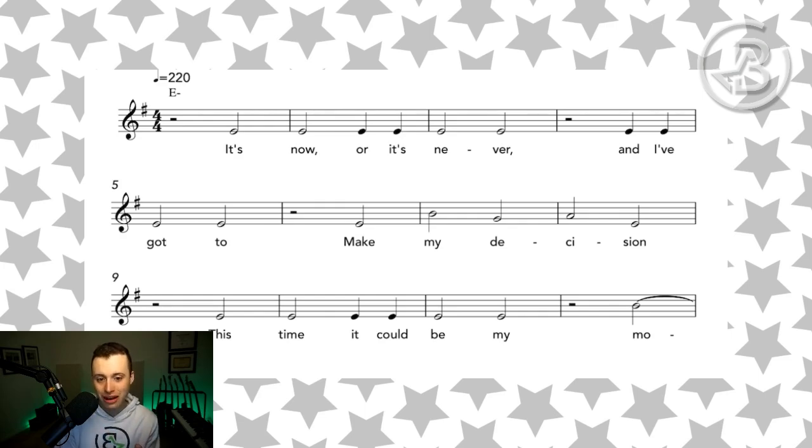And let's look at the melody for our first 4 measures. And it just so happens that the melody, if we were in the key of E minor, is scale degree 1. It's now or it's never, and I've got to make.